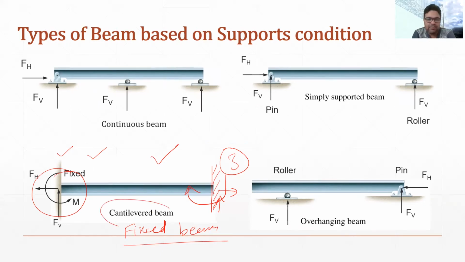And in the cantilever beam, there are 3 reactions. In this case, there are 4 reactions, FH, FV, FV, and FV. And in this case, there are 3 reactions. In this case also 3 reactions are there. So that is the types of beam.